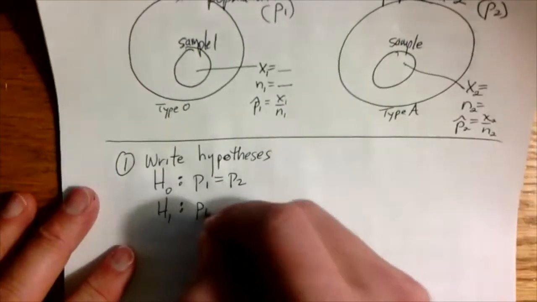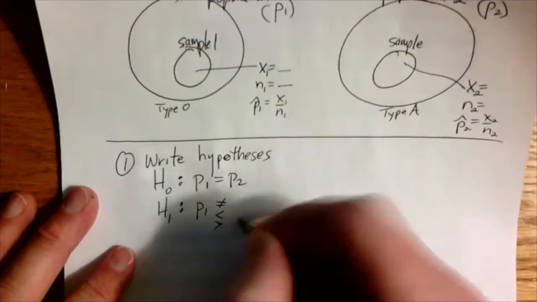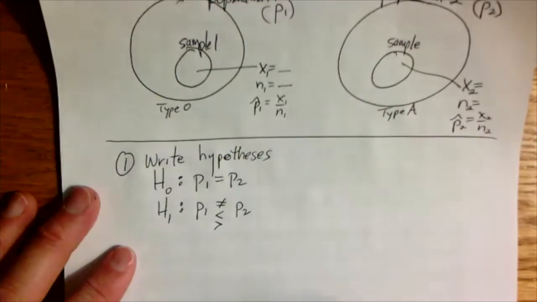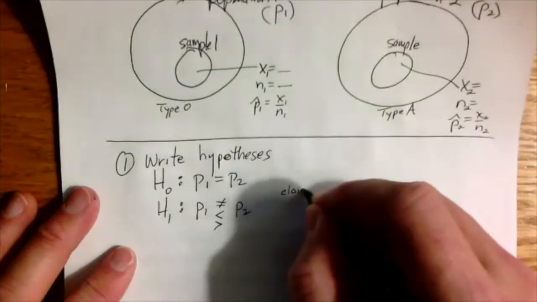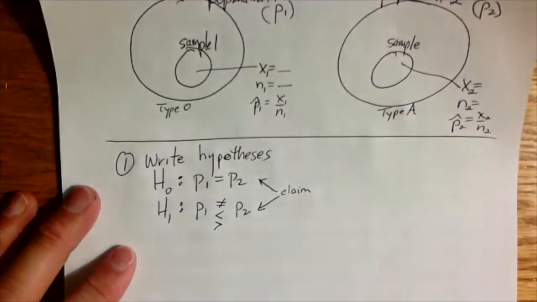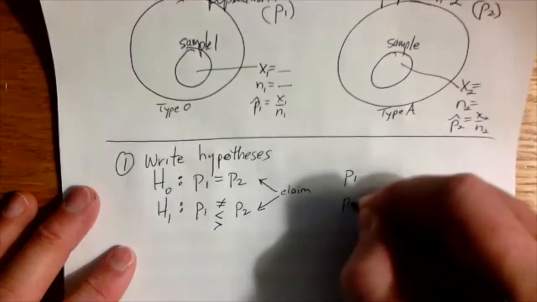The alternative is you're going to either use the not equal to, the less than, or the greater than, and that's kind of similar. And this will depend upon the claim. Again, the claim can go in the null or the alternative. It really depends on what the claim is. And it's really important in this case that you define the variables.